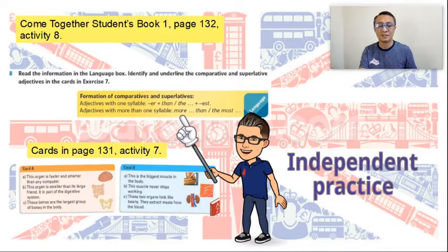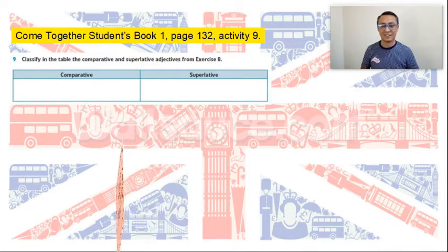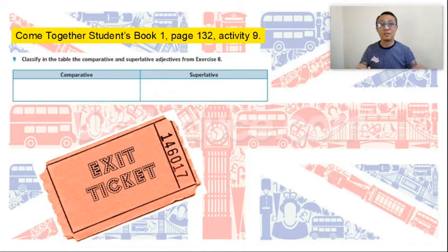Okay? Well, once you have finished with that, continue doing activity 9 because that is the exit ticket. There you have to classify those adjectives, okay? So remember to follow the steps to do it well.